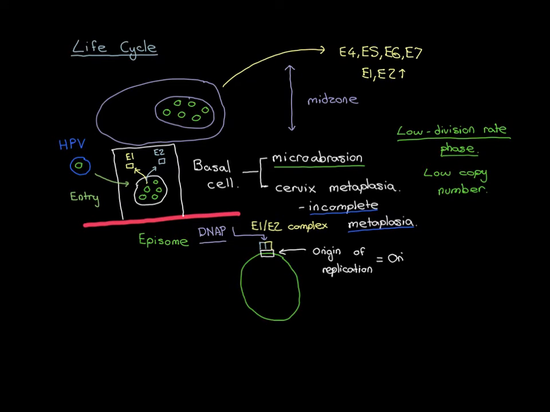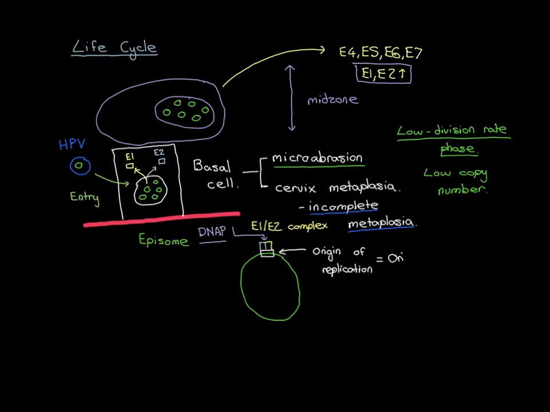Now, the reason we're producing more E1 and E2 is because, of course, to copy the viral genomes, which is what we're aiming to do, we're aiming to make loads more viral genomes, we're aiming to go into the high division rate portion of the life cycle. In order for that to happen, we have to have more E1 and E2. Without E1 and E2, you can't copy the viral genome. So that makes sense that we're producing more E1 and E2.